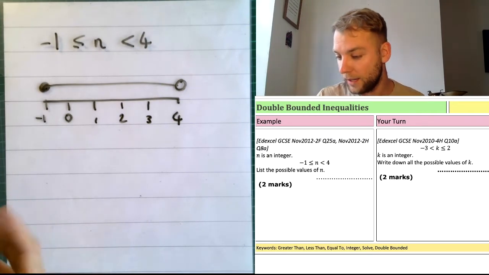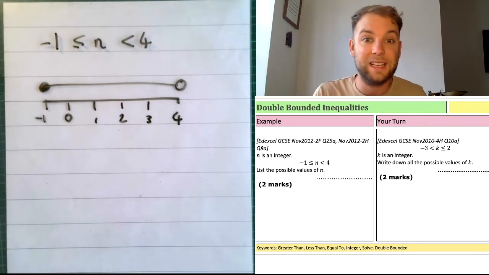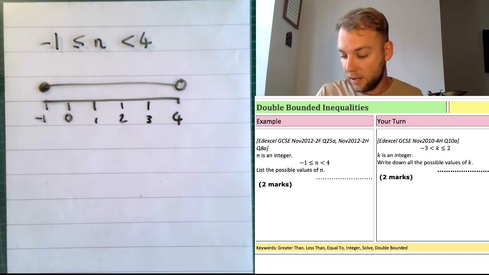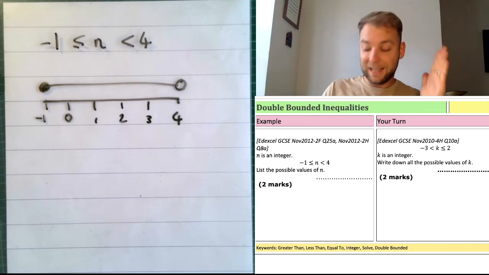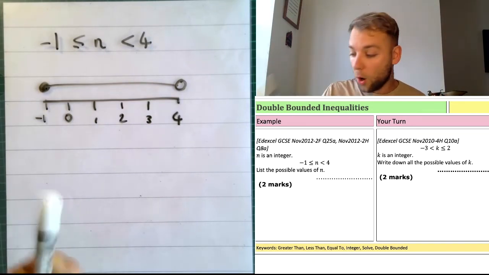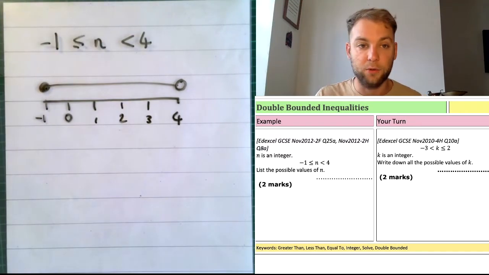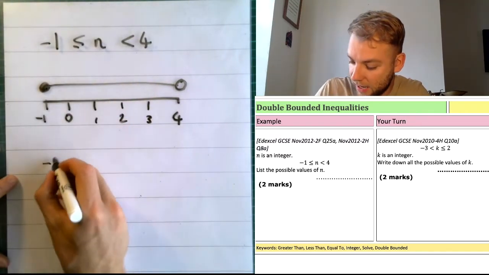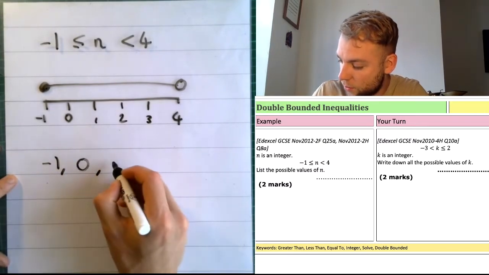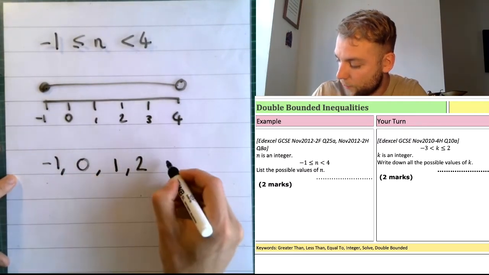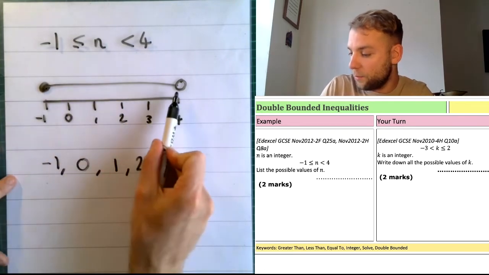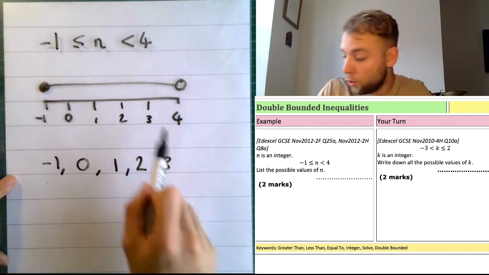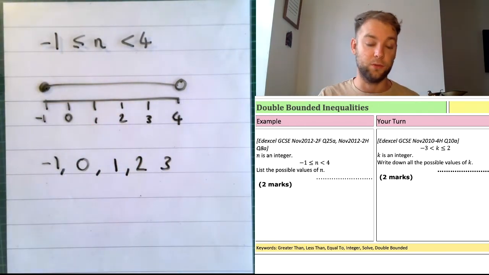Now with this one, it's asking for the integers which satisfy this, which means what are the integers within this boundary? So we know it's between negative 1 and 4, but not including 4 because it's not equal to there. That's the important part. So if I was just going to write the integers, it's going to be negative 1, 0, 1, 2, and 3. So it's all of these numbers in between, including negative 1 because it's equal to there, but not including 4 because it's not equal to there.